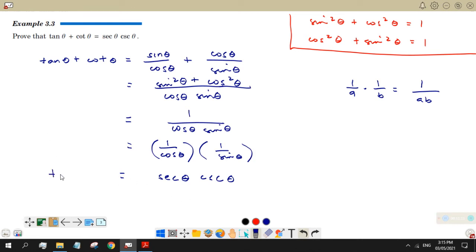Ayan, nagawa na nating equal si tangent theta plus cotangent theta to secant theta cosecant theta. Lagyan natin siya dito ng check because the two sides of the equation are really equal. So there are some problems that you will be encountering in this subject wherein you have to prove or disprove that the two sides of the equation are equal. Sa ibang parts, may clue na kayo na talagang equal sila, susundin nyo lang. Sa ibang mga problem, wala kayong idea kung equal ba sila or hindi. You have to figure it out yourselves.